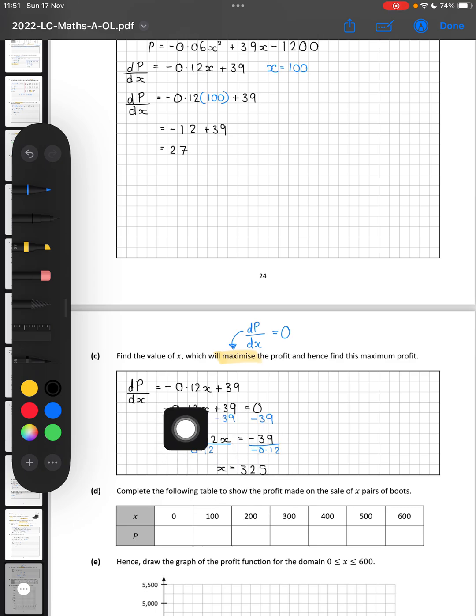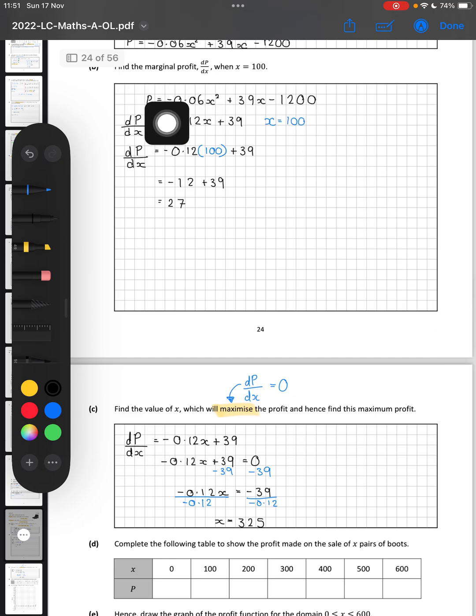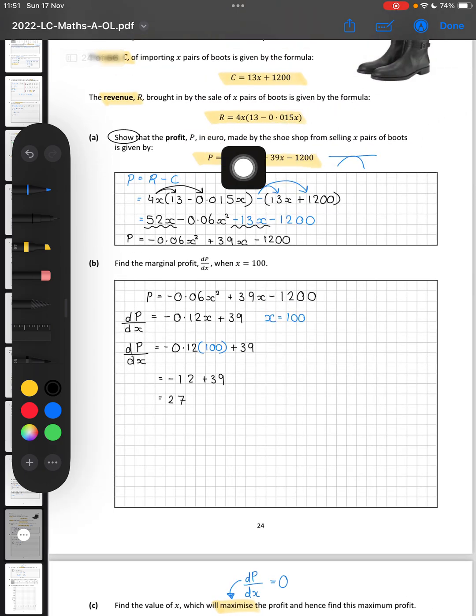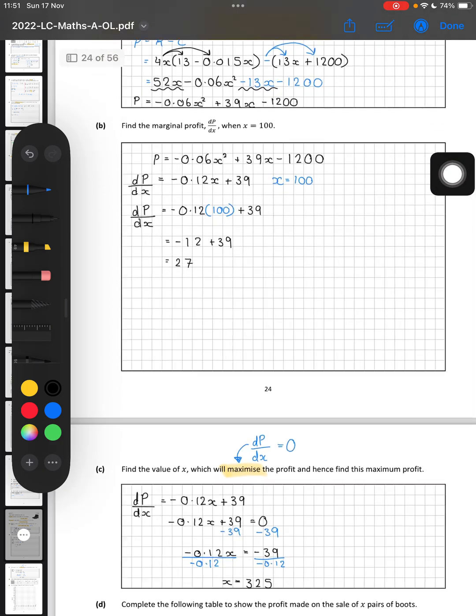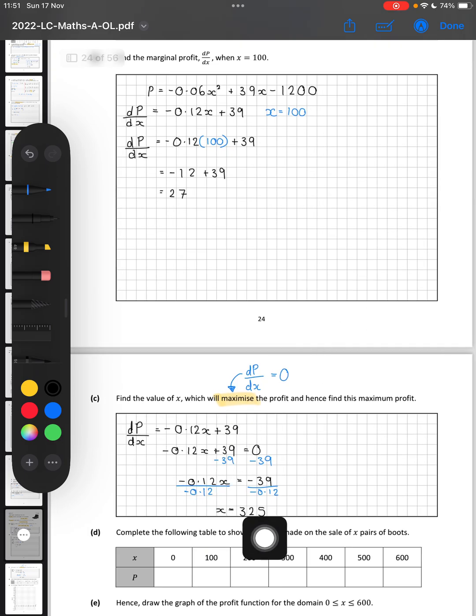Now, when I go back and reread the question, it says find the value of x which will maximize the profit, and hence, using this, find the maximum profit. So this is the value of x which is going to get me my maximum profit. But remember what the equation for profit was. This first line in this is what your profit is. They gave it to me in the question here. This is my profit here. So I need to figure out what the profit is if x is 325.